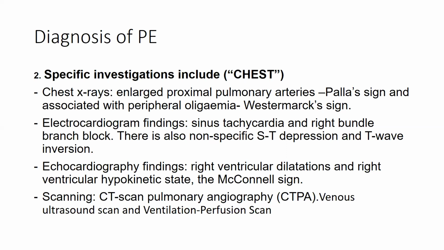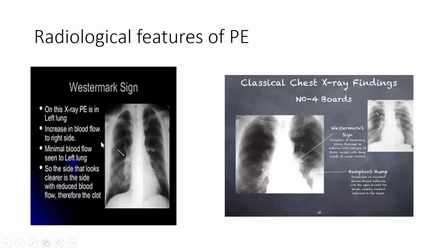You will see enlarged, for instance, on this X-ray, the PA on the left lung. There is increased blood flow on the right side, but minimal blood flow seen on the left. So there is obstruction in the pulmonary vessel here. This side looks clearer, is the side with reduced blood flow. So that's where you see the clots. The Westermark sign is the peripheral oligemia that you see.